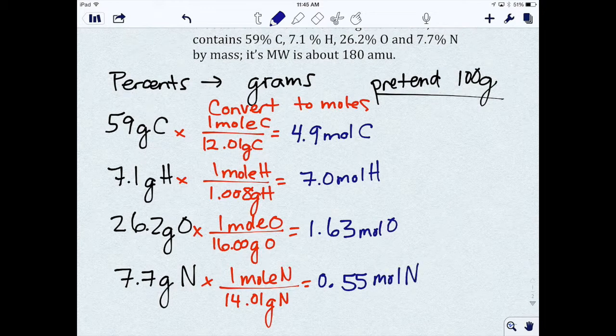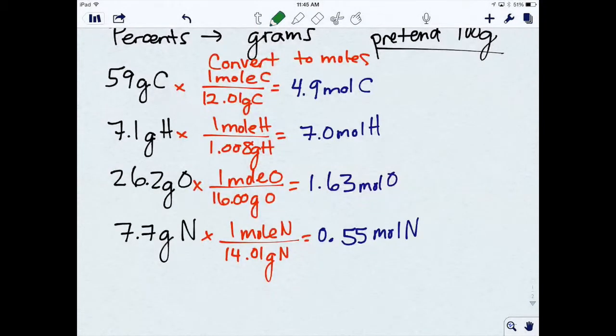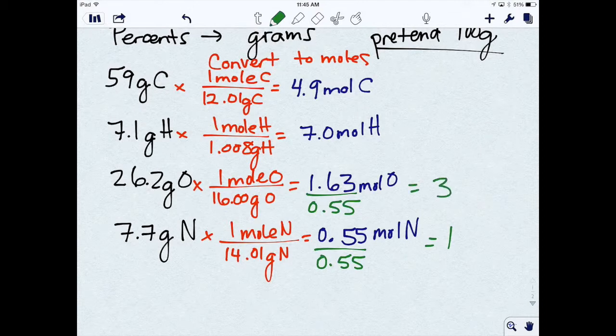Now I'm going to look at these, and I'm looking for a ratio, because this is empirical formulas. I'm going to pick my smallest number, and I'm going to divide by the smallest number. Our smallest number here is the half, the 0.55. I'm going to divide all of my amounts. Let's see, this oxygen ratio looks to be about 3. Close enough. All right, 7.00 divided by 0.55.